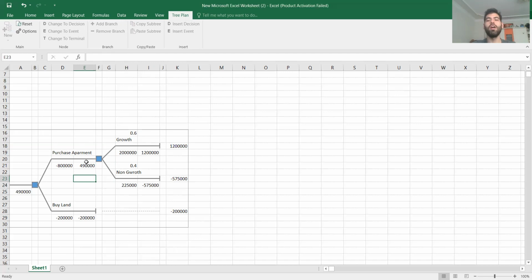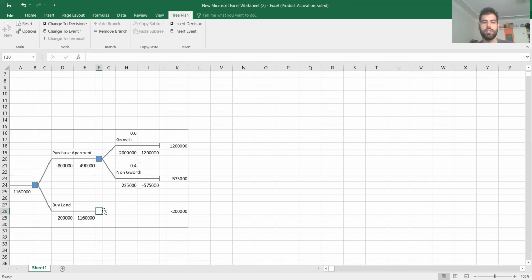Also, when we purchase an apartment and the population grows, we will earn about $1,200 million. But if the population does not grow, it will be a disaster for us because we are using lots of money, like we're losing minus $575,000. At the buy land side, sorry, I need to write that: $1,160,000.